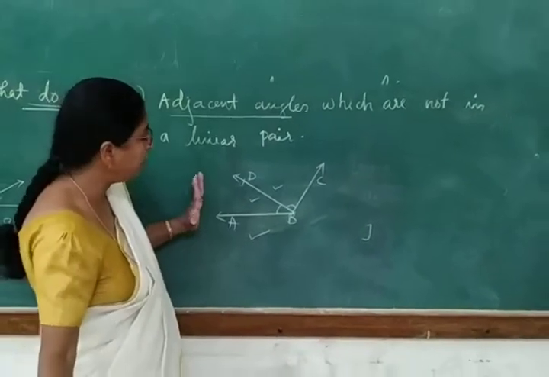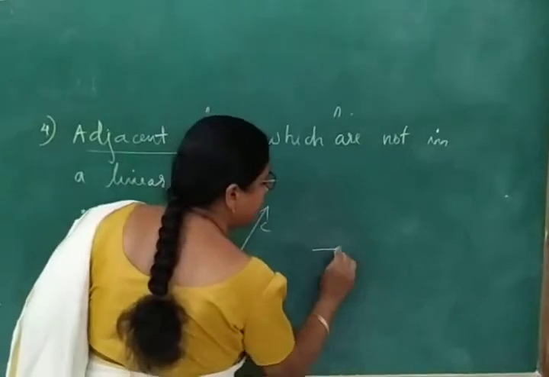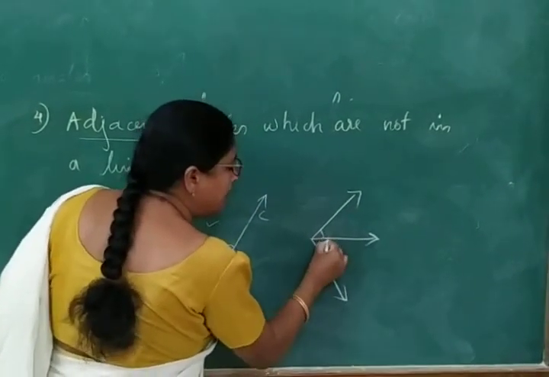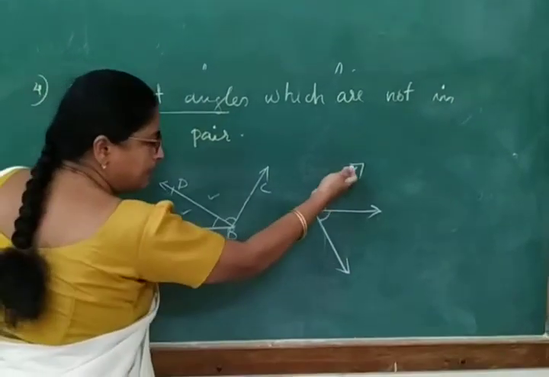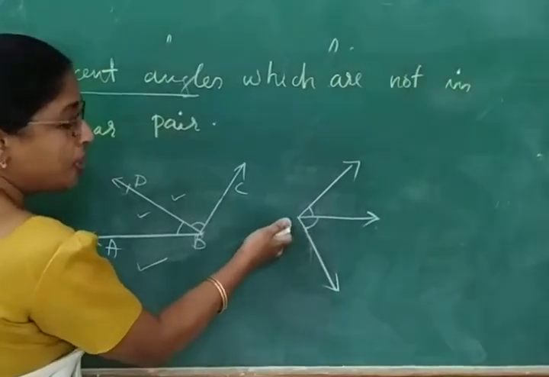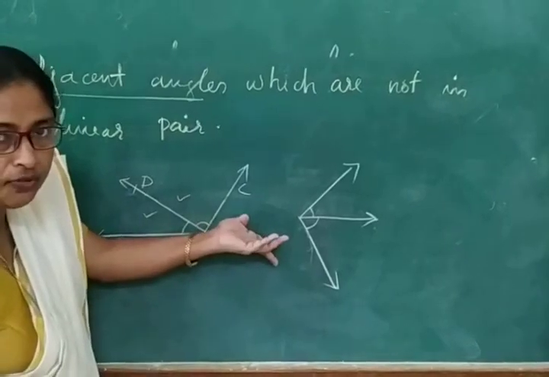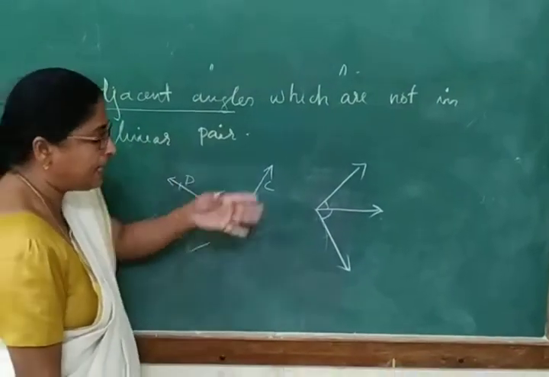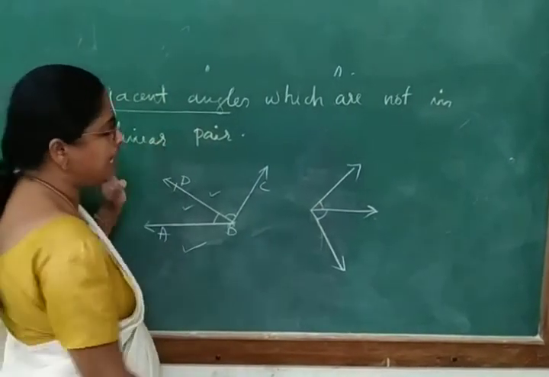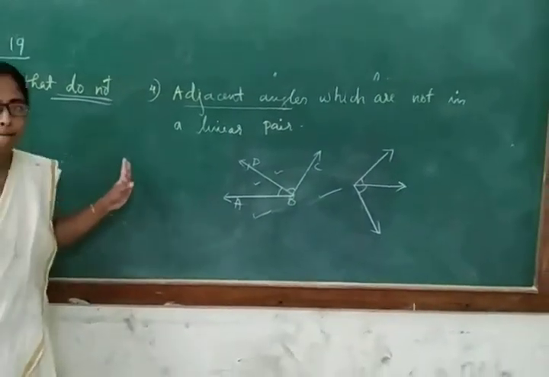So you can draw the figure and any angle you can have, any two adjacent angles you can draw. These are two adjacent angles but their total will not be 180 degree because the non-common rays are not forming a straight line. If they are forming a straight line only you will get 180 degree. You will get a linear pair. So they are adjacent angles but which are not in a linear pair. So any two adjacent angles you can draw.